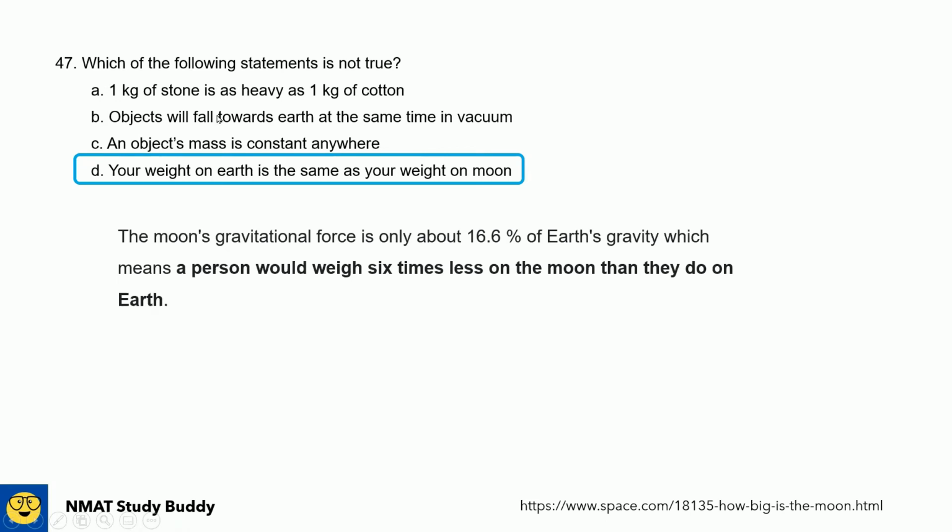Letter B naman, objects will fall towards earth at the same time in vacuum. So, kung walang air resistance, pareho lang yung time it will take for the object to fall. Kasi same lang naman yung gravity sa earth as long as nasa earth ka. And then letter C, an object's mass is constant anywhere. So, kahit magpunta ka sa moon, earth, o Jupiter, kung saang planeta man, yung mass mo will be constant.